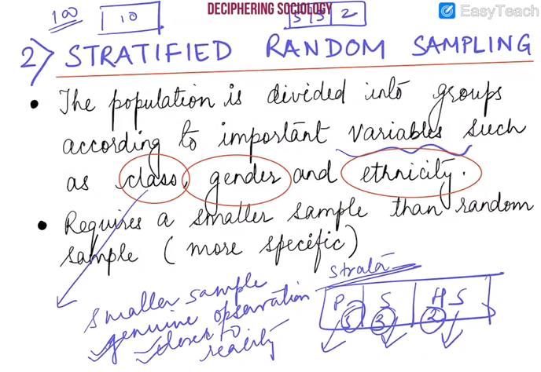This is because in any observation, the more specific you are, the closer to reality you will be, right? And so even a smaller sample will give me an accurate result.